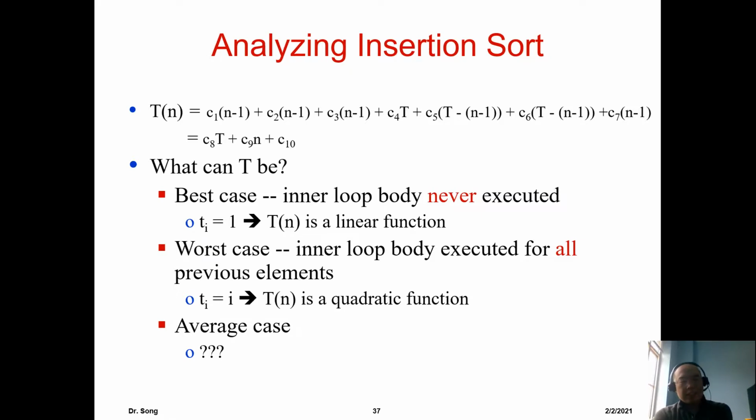So for the average case, we ain't gonna be that lucky, so it can't be linear. And then we are gonna shift some of the values, but probably not that many. So how about we assume that on the average case, instead of shifting all the sorted portion to the right side, at least we are gonna shift half of the sorted portion to the right side. So in this case, it is still quadratic.